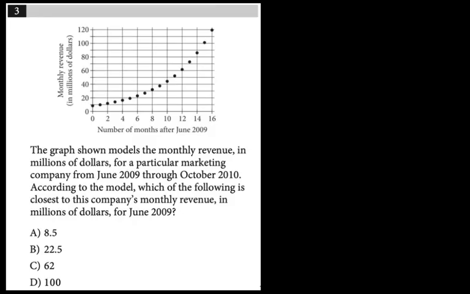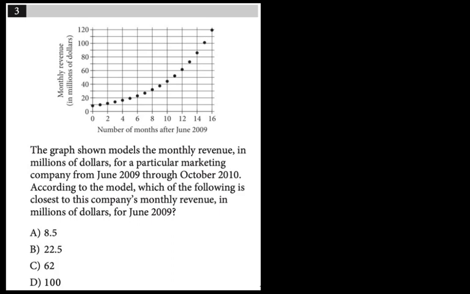So this one, if you don't read it, looks a little intimidating because you might run into quadratics on this thing. You might run into exponential functions on this thing. In this case, read the question. The graph shown models the monthly revenue in millions of dollars for a particular marketing company from June 2009 through October 2010. According to the model, which of the following is closest to the company's monthly revenue? So it's a graph of monthly revenue. Which of the following is closest to this company's monthly revenue in millions of dollars for June of 2009?